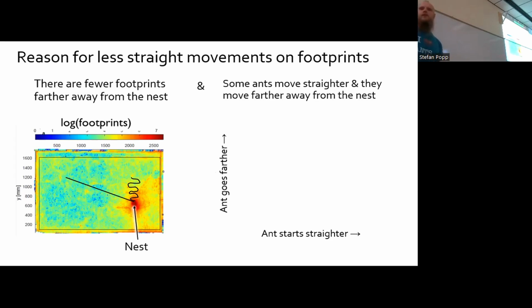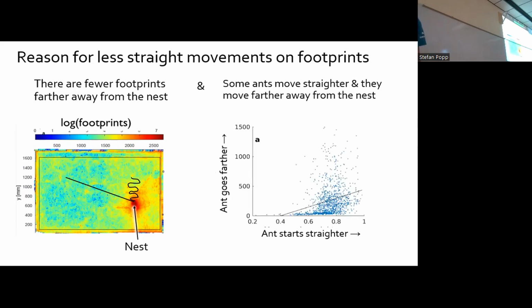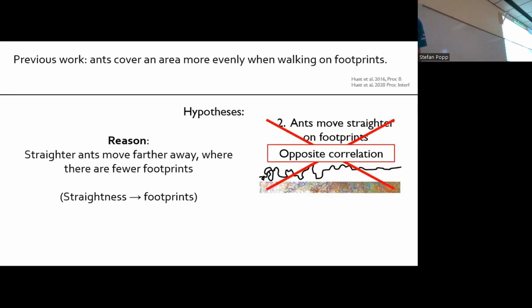So if we plotted this with, on the x-axis, ants starting out straighter, going more to the right, and on the y-axis, the higher it goes, the farther the ant actually goes in the arena, we would see a positive slope there, and that's what we do see. So yes, this hypothesis is true: straighter ants move farther away, where there are fewer footprints. That means there is causation leading from the straightness to the number of footprints, instead of the other way around, which we initially wanted to look at.